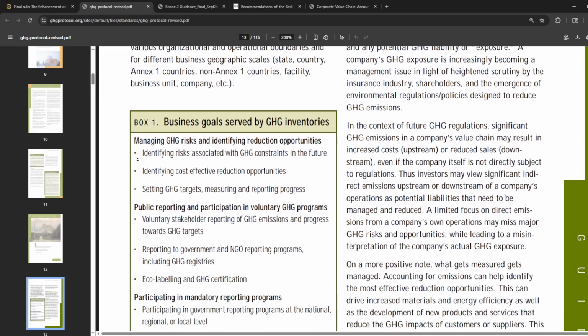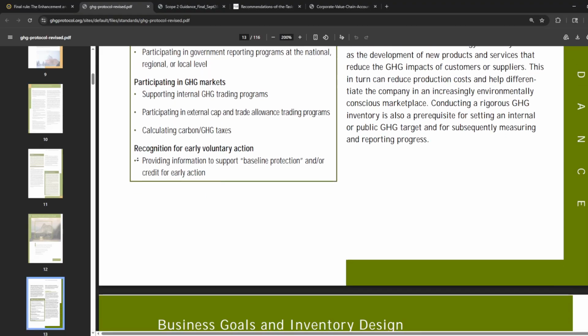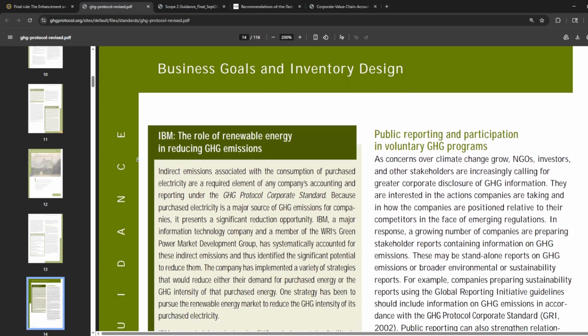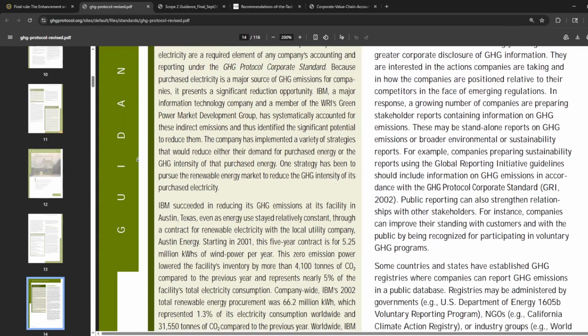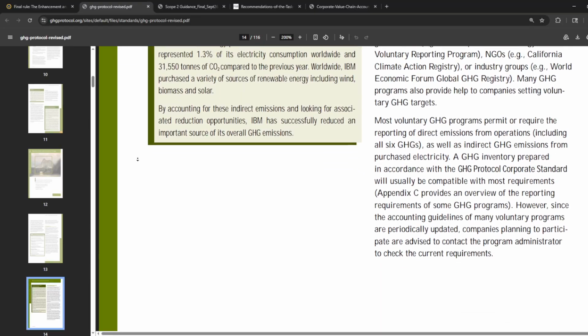The second category is mobile combustion. This accounts for the entire fleet of vehicles owned or leased by the company, such as cars, trucks, or even private aircraft. The third category involves fugitive emissions.